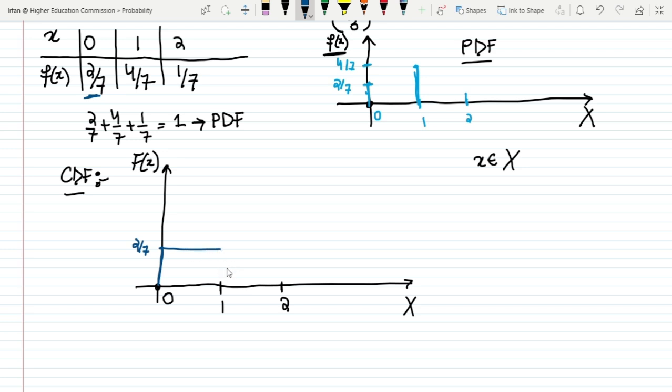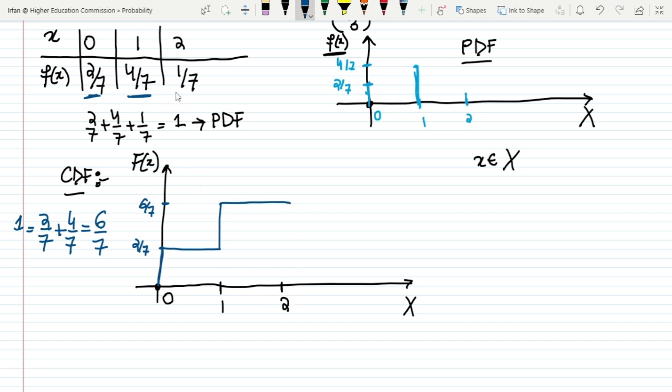It will proceed until I get to 1. When I get to 1, what will happen? This 2 by 7 will be added with the value at 1, which is 2 by 7, so it will be 4 by 7 here. At 1 it will become 6 by 7. So now it will become 6 by 7, so it will jump here, and it will move until I get to 2.